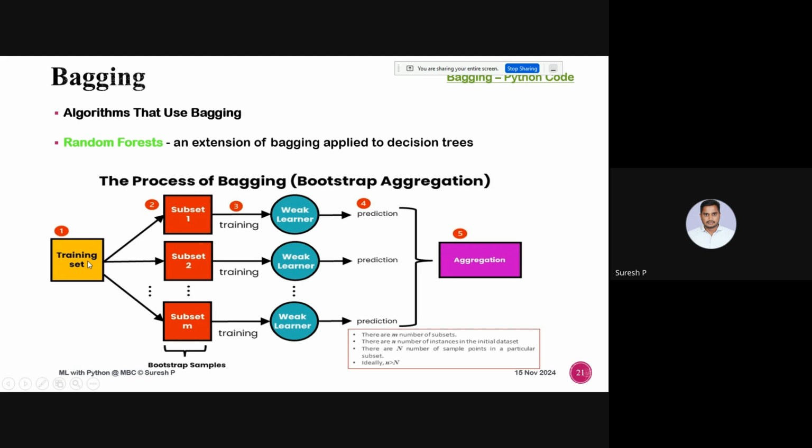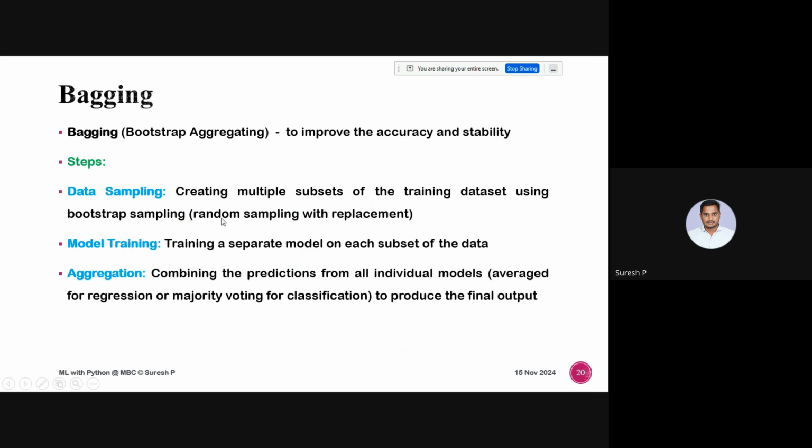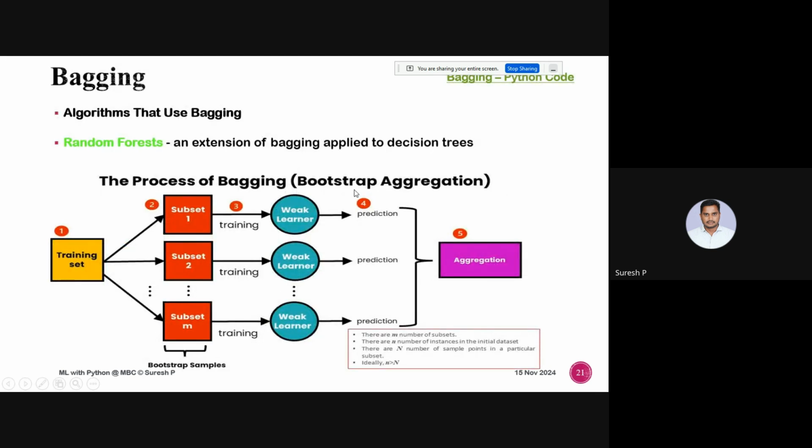As I said already, the training set will be divided into subset 1, subset 2, subset 3, subset 4, and so on. The learner algorithm will learn from each particular subset, and every machine learning algorithm will generate a prediction. Finally, these predictions are combined together. That step is referred to as aggregation. Since we use random sampling to divide the subsets and then use aggregation, it is referred to as bootstrap aggregation.